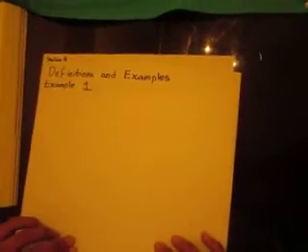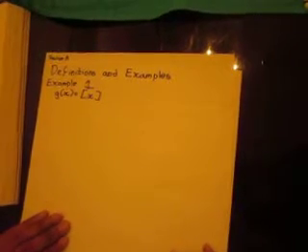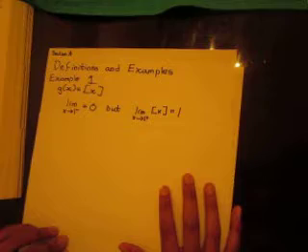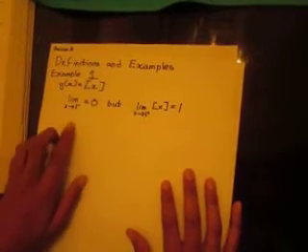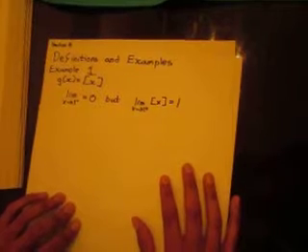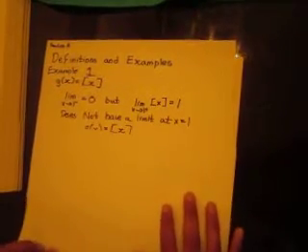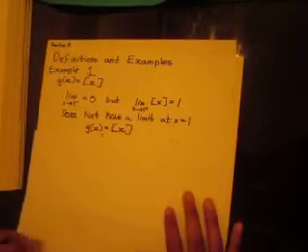Section A, definition and examples. Example 1. Here we have g of x equaling the step function of x. So we have two differing limits from different sides. The limit as x approaches 1 from the negative side equals 0, but the limit as x approaches 1 from the positive side equals 1. So that means that we do not have a limit at x equals 1.